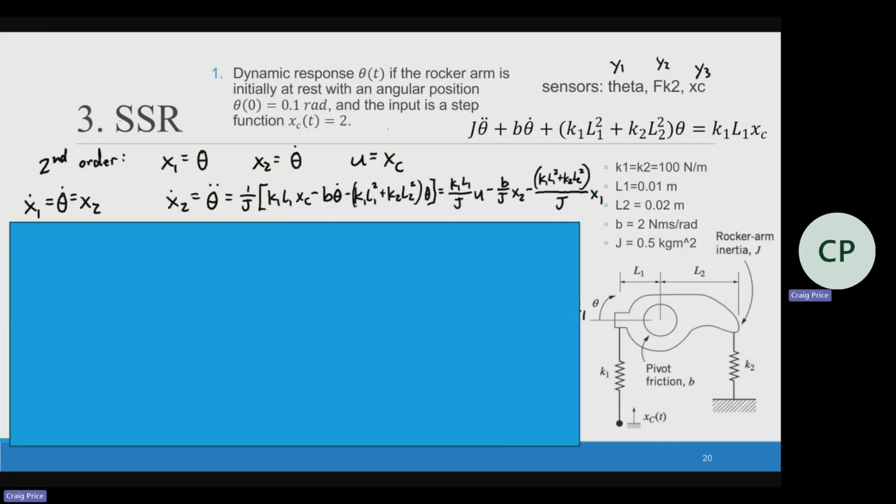So we have one input, so u is equal to x sub c. And then we take the derivative of each x, each output variable. So x1 dot is just equal to x2, easy. x2 dot is equal to theta double dot. That's where we take this equation and rearrange it to solve for theta double dot, and then put it in terms of our variable.